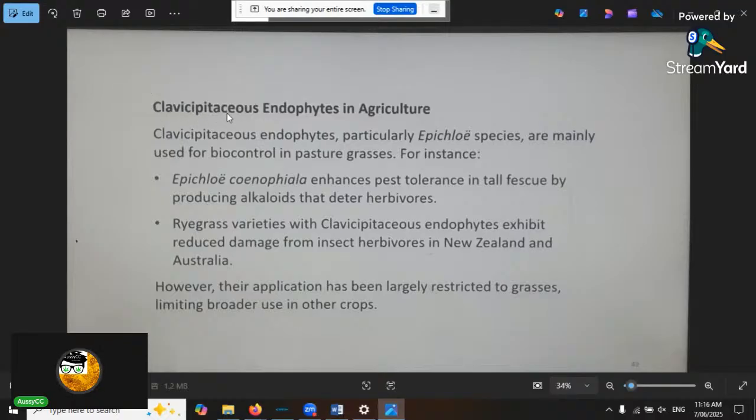Clavi, Civi, Pitta, Ceus, endophytes in agriculture. So that's the different species that are used for biocontrol in pastoral grass. Because this pest tolerance in tall fescue by producing alkaloids that deter herbivores. So ryegrass varieties with this microbe in it exhibit reduced damage from insects in New Zealand and Australia. However, their application has been largely restricted to grasses, limiting broader use in other crops.